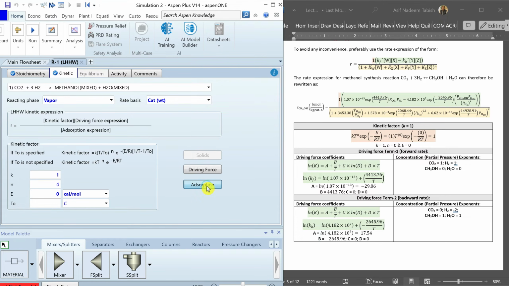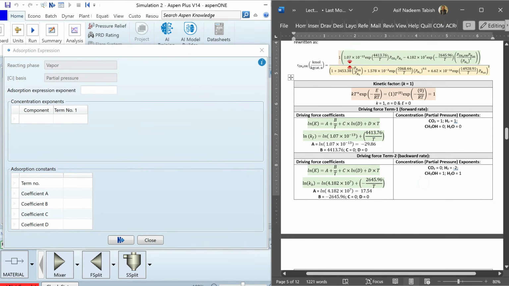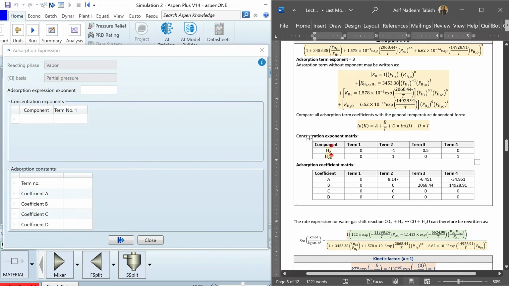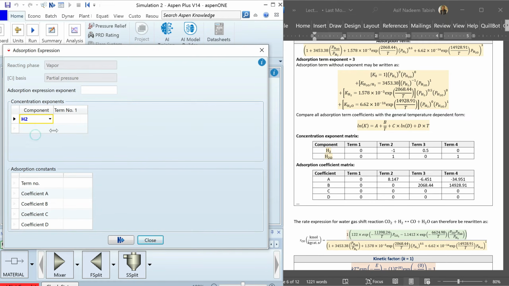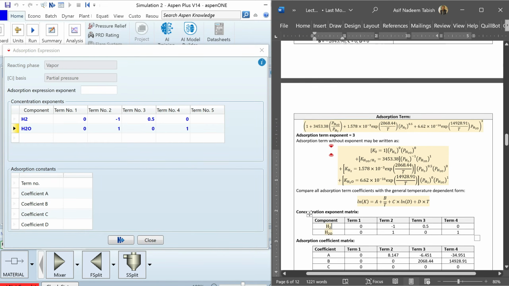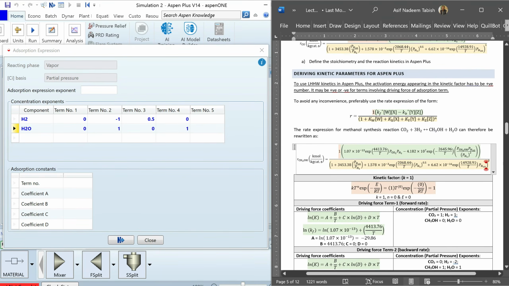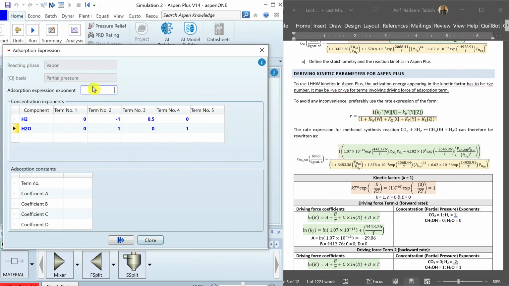Now we need to define the adsorption terms. For the adsorption term, there are two components appearing in the concentration exponents. Let's add hydrogen as a first component and water as a second component. There are four terms. The concentration exponents for the term 1 are 0, term 2 is minus 1 and 1, term 3 is 0.5 and 0, and term 4 is 0 and 1. The adsorption expression exponent is the power of the denominator in the rate expression, that is the factor given over here. So the adsorption expression exponent for the methanol synthesis reaction is 3.